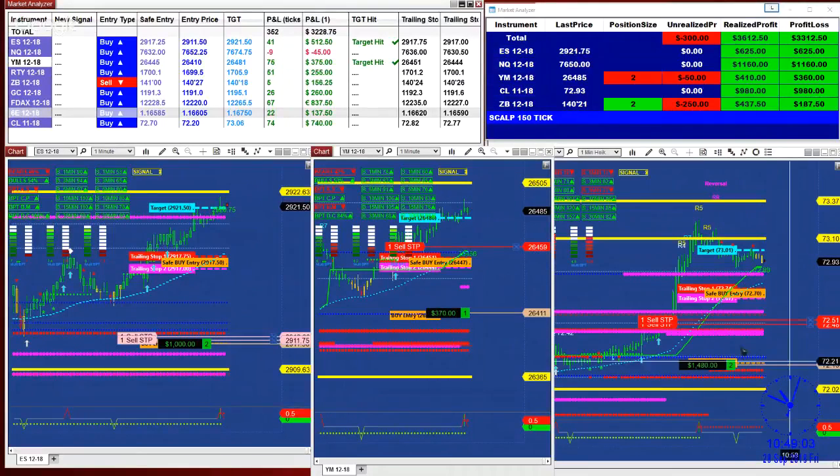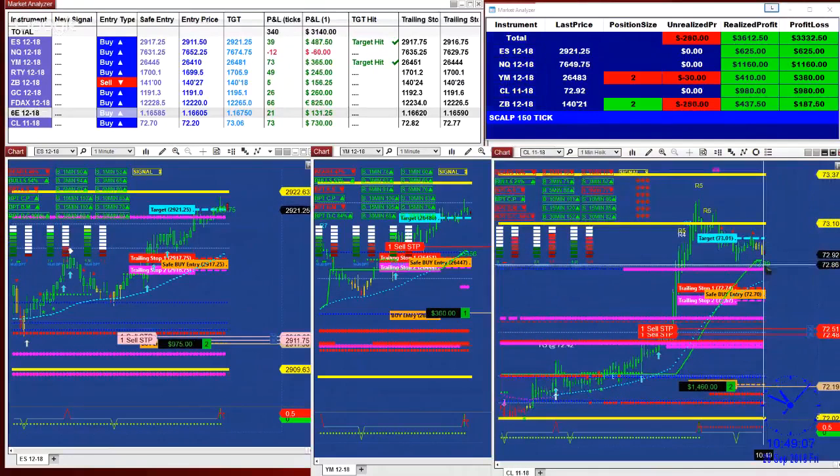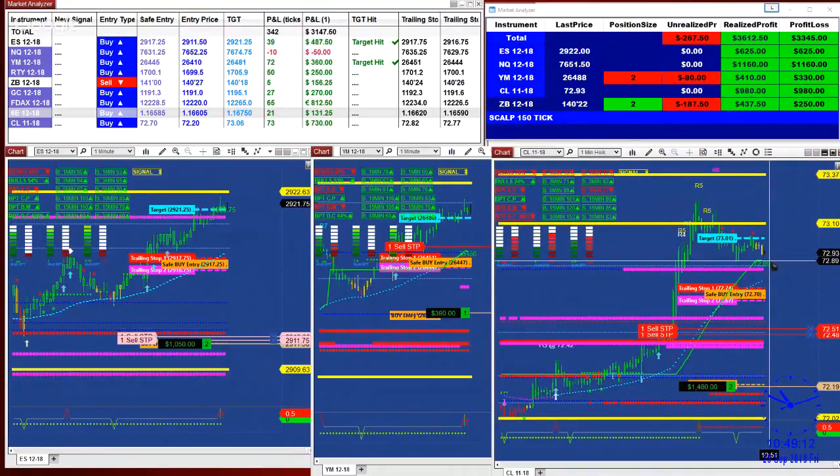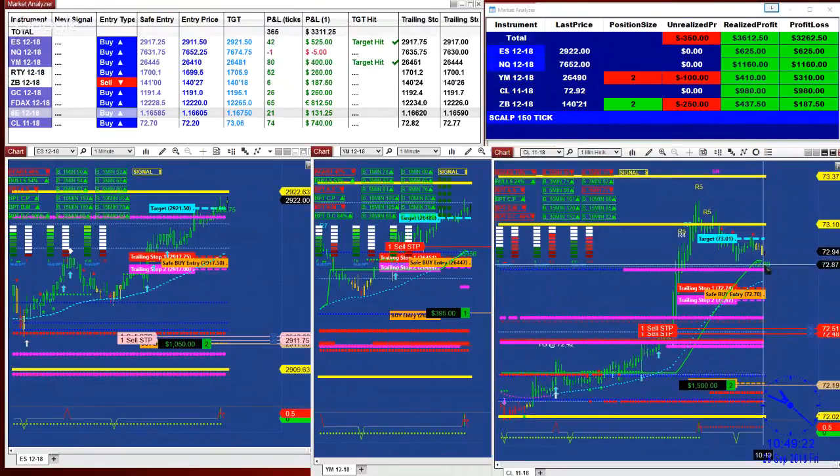Look at the CL. This is a very good potential re-entry point on the 72.89, folks. A very good potential long entry on the 72.89. High risk trade, yes, it is.